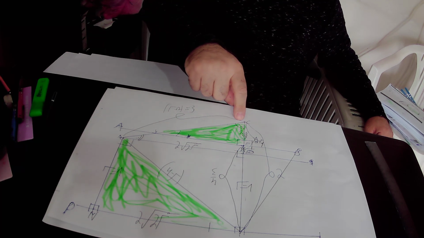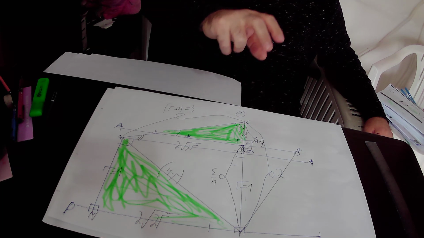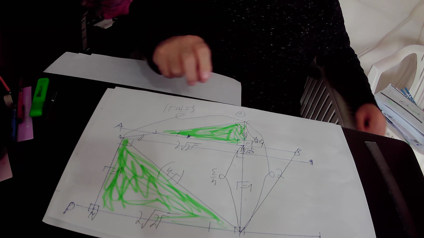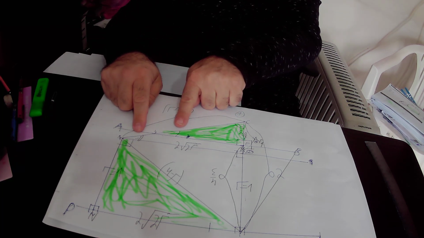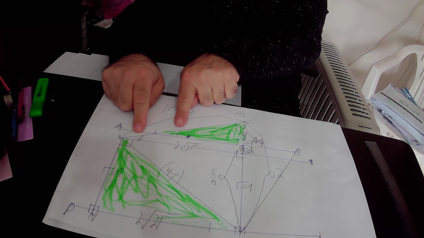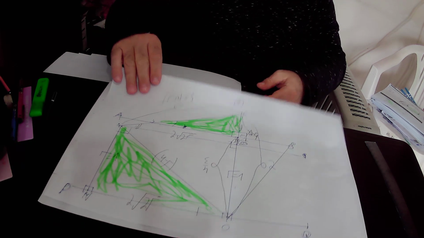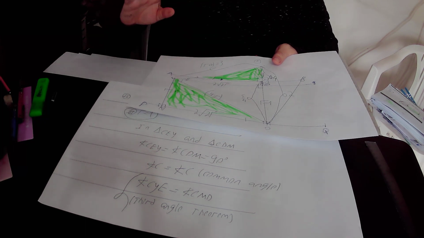This is the second pair of angles that are congruent to each other. This angle equals itself. So in those two triangles we have two pairs of angles that are congruent to each other. Therefore, according to the third angle theorem, the third pair of angles must also be congruent. That is to say, those two angles must be equal to each other: angle CYE equals angle CMD, according to the third angle theorem.